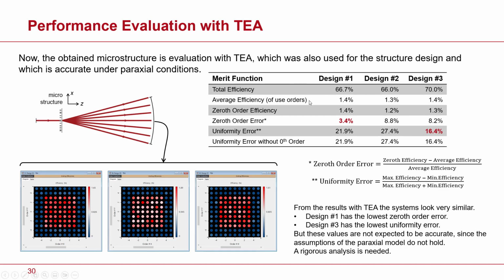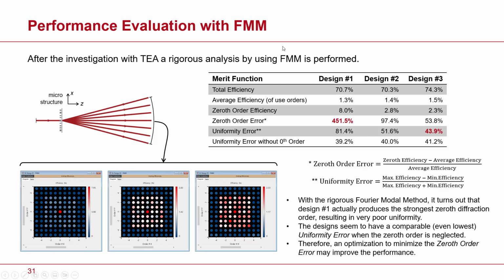So in case of design 1, the 0th order error, which compares the efficiency of the 0th order against the average efficiency of the system, jumps from over 3% when we use T, that approximate method that assumes paraxiality, to 452% when we use a rigorous approach.